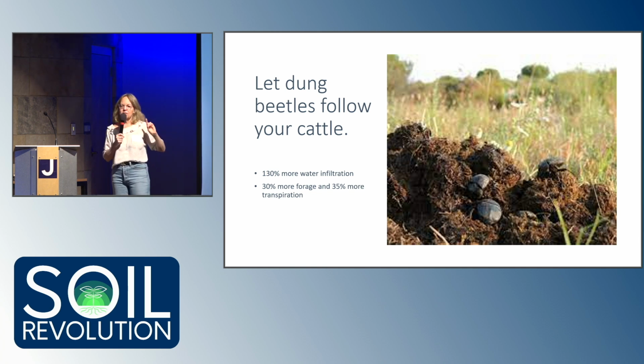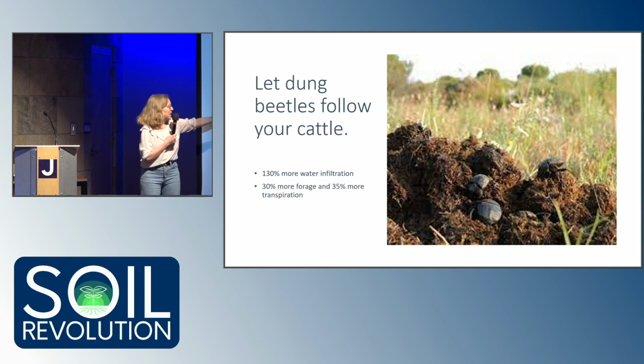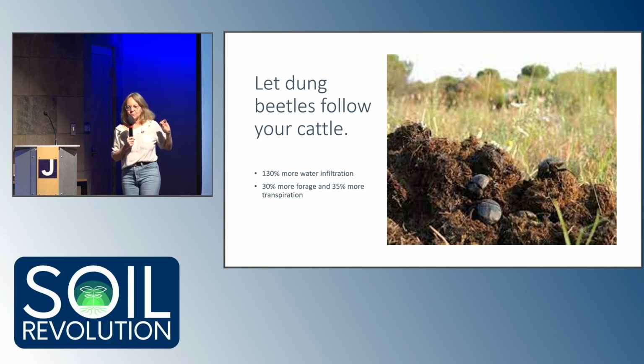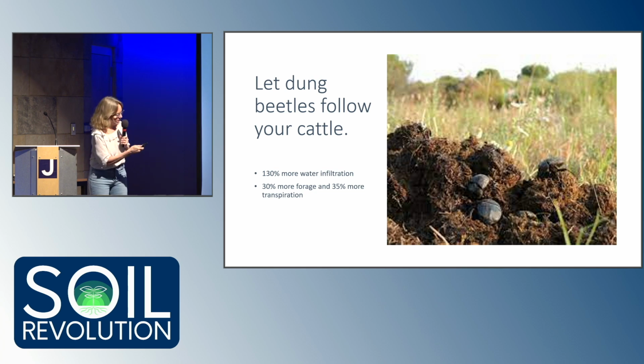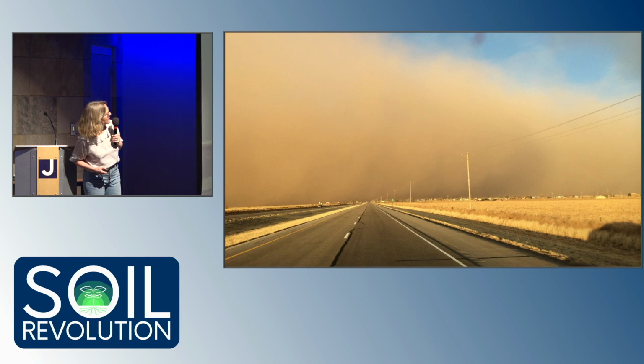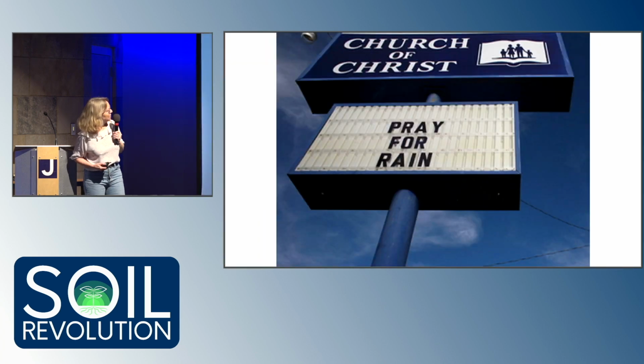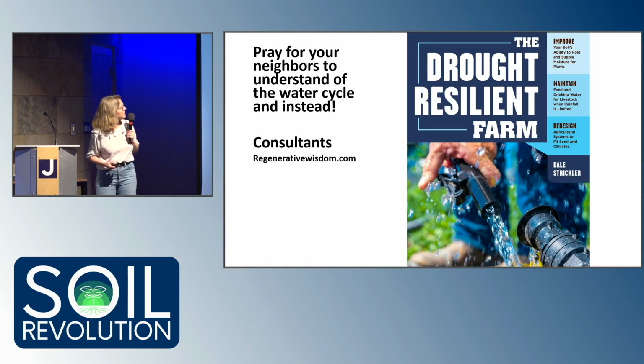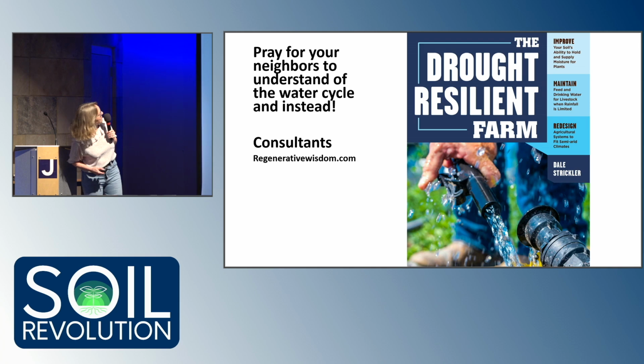And any rancher, if I told you I have a secret way that's really cheap and easy where you can get 30% more forage, wouldn't they be excited? But they always want it to be like a new breed or an injection. The answer is dung beetles. But the insects are also really, really important for the water cycle. So if we don't, this is what we get. You know, we pray for rain. So pray for your neighbors to understand the water cycle instead.